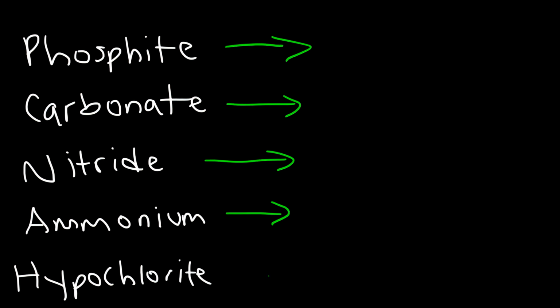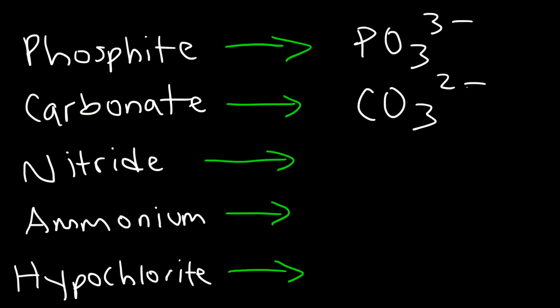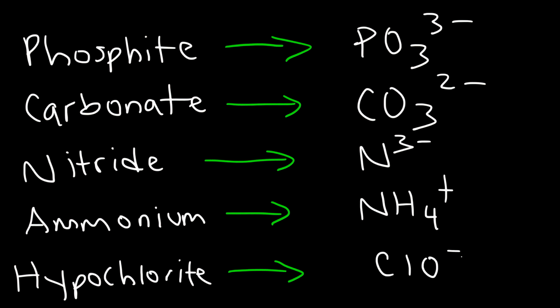So what is the formula of phosphite? Phosphite is PO3 with a 3 minus charge. What about carbonate? Carbonate is CO3 2 minus. Nitride is N3 minus, and ammonium is NH4 plus. Hypochlorite, that's ClO minus. So here's the next round of questions.